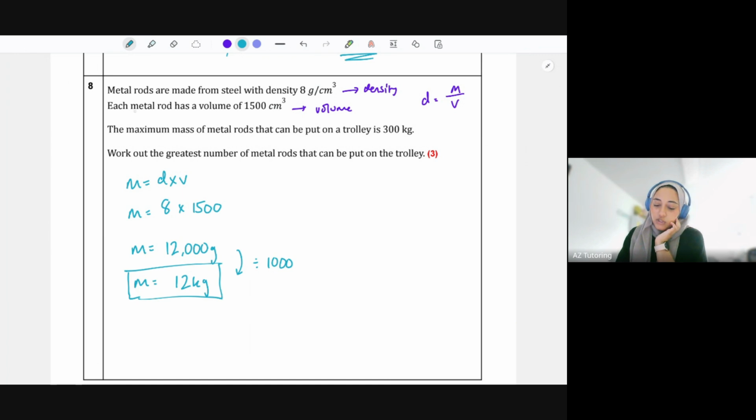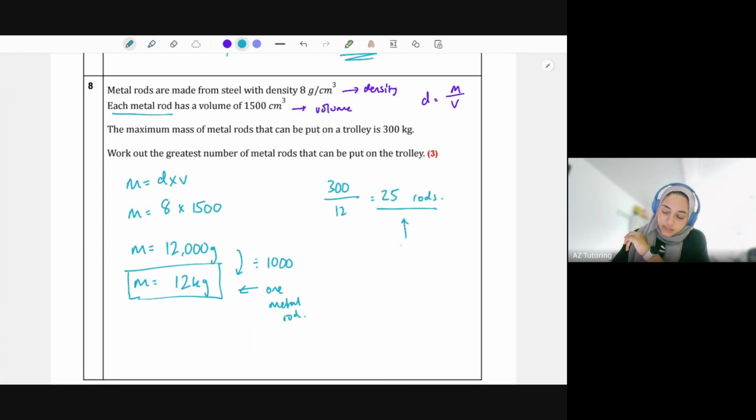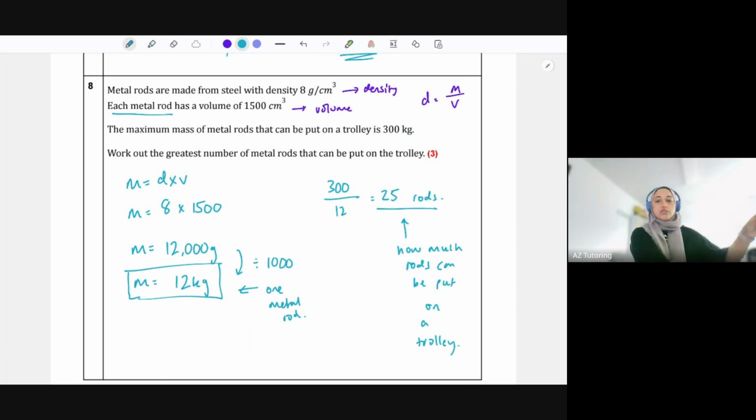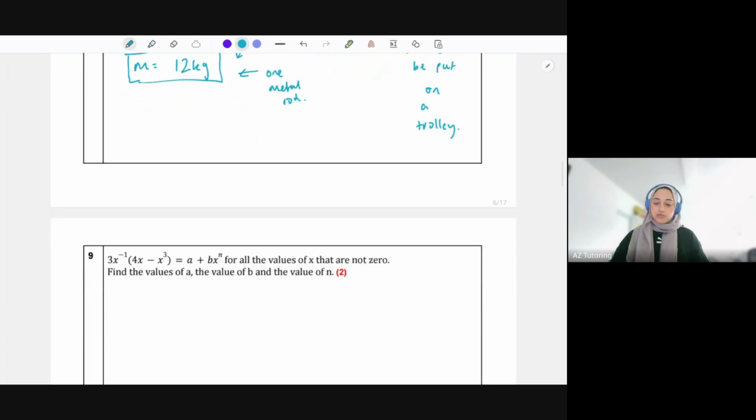So it says each metal rod has a volume of this, so 1 metal rod. So this is the value of 1 metal rod. So what I could do is, if I know 300 kg can be put on a trolley, I could do 300 divided by 12 to figure out how many metal rods I can fit on that trolley. And the answer to that is 25 rods. So this is basically how many rods can be put on a trolley. Okay, so that's question 8. Let's move over to question 9.